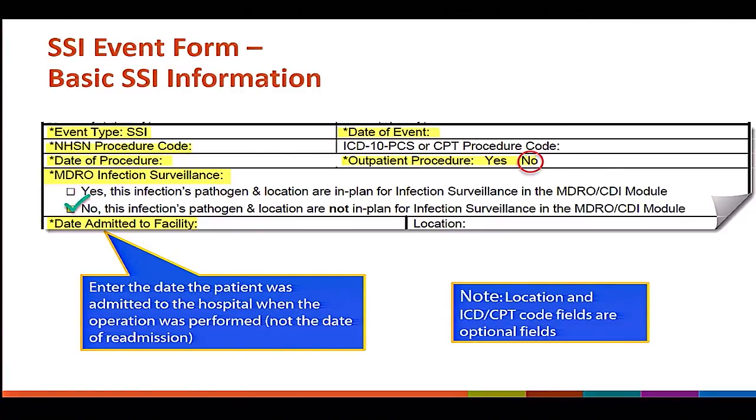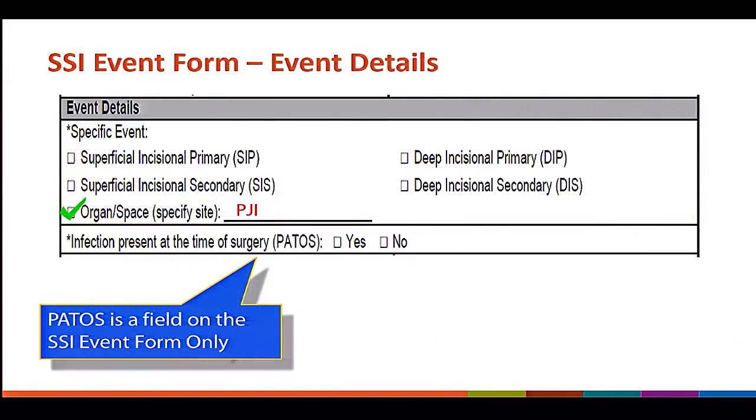Also here, note that the location and ICD-10 CPT code fields are optional fields. Those aren't required fields. But you're going to want to know your ICD-10 or CPT codes to be able to determine whether a procedure is an NHSN operative procedure, but you don't necessarily have to include the code in the application.